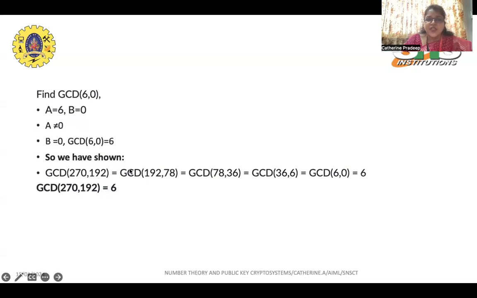How did you achieve this? You kept on doing GCD of 192 comma 78, GCD of 78 comma 36, GCD of 36 comma 6, GCD of 6 comma 0, until you receive any one of the numbers as 0, and then you stop the algorithm. This is one of the algorithms used to find the greatest common divisor, and the common divisor we got is 6. I hope you all understood this algorithm. Thank you.